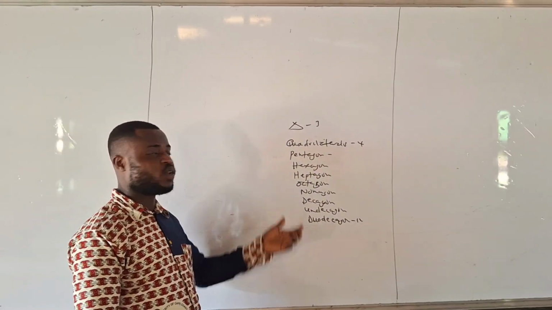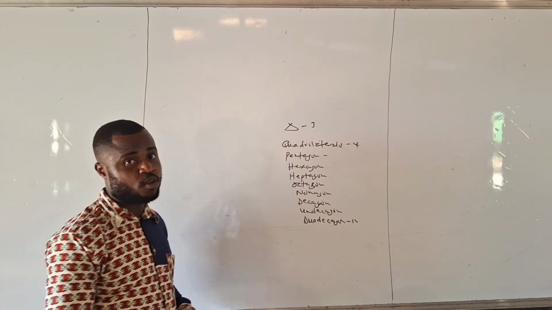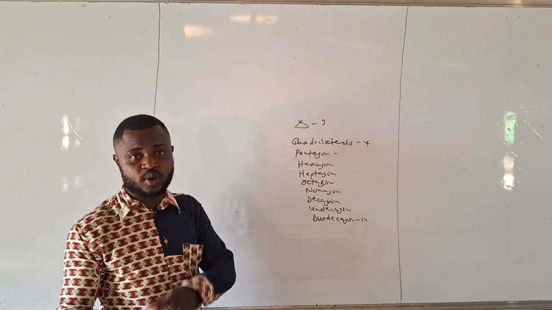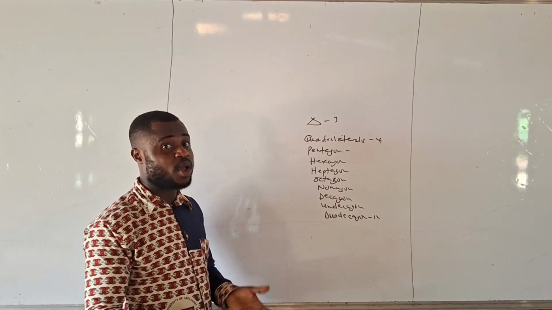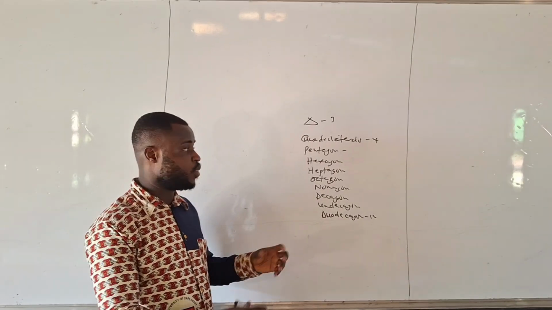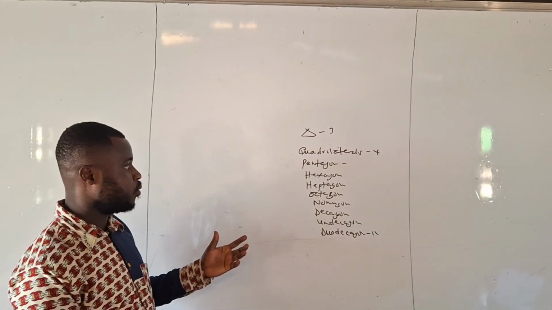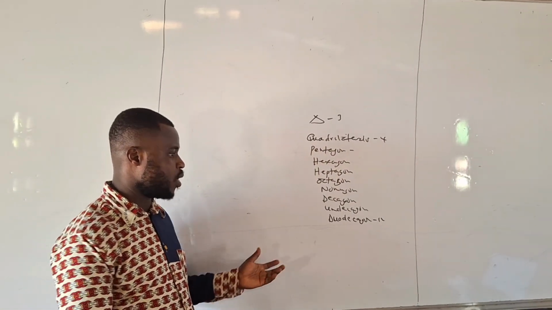Now today our interest is to find the sum of interior angles of a polygon. We have two types of polygon: a regular polygon and an irregular polygon. A regular polygon has its interior angles and exterior angles being equal. The irregular one will have unequal interior angles and exterior angles.